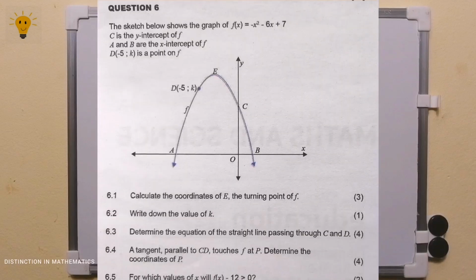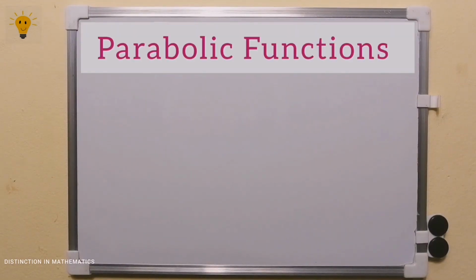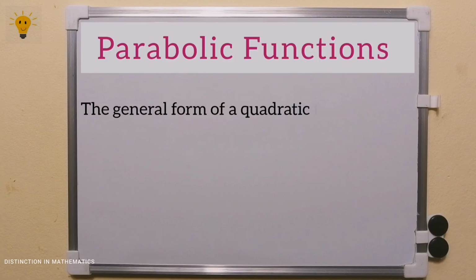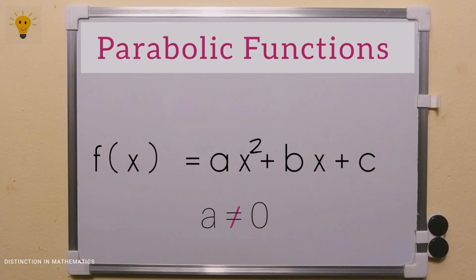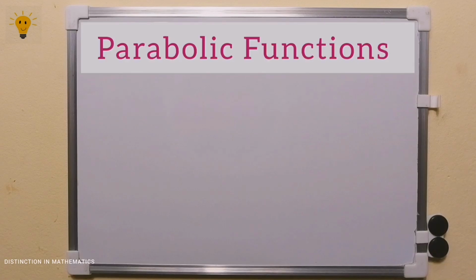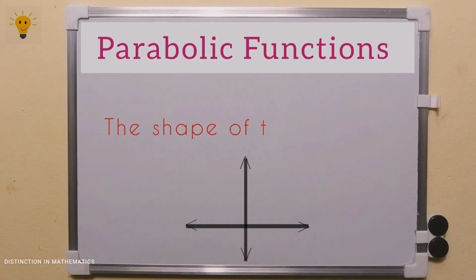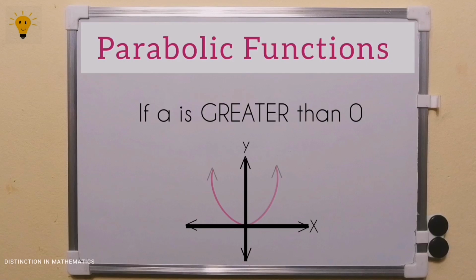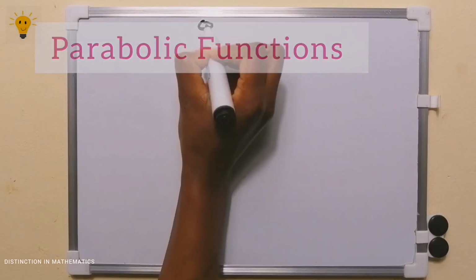We have a parabola, and I want us to know these few things before we answer the questions. So generally, this is a quadratic function, and a cannot be equal to 0 when you're dealing with quadratic functions. If a is equal to 0, then we are moving away from a parabola because it's not going to give you a curve. Now, I want you to note that the shape of your graph depends on the value of a. So if a is greater than 0, your graph faces upwards. And if a is less than 0, your graph faces downwards. Now let's go to the questions.